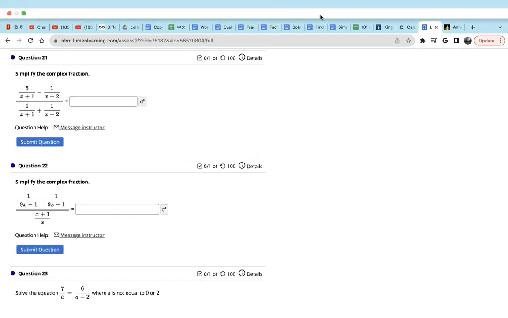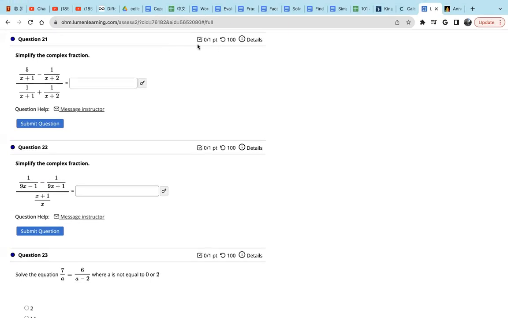Let's see 21. 4 layers again. We have x plus 1, x plus 2, x plus 1, x plus 2. If we want, we could multiply the whole thing by 1, the whole thing by the least common denominator, which is x plus 1 times x plus 2. We multiply in the numerator, we multiply in the denominator.